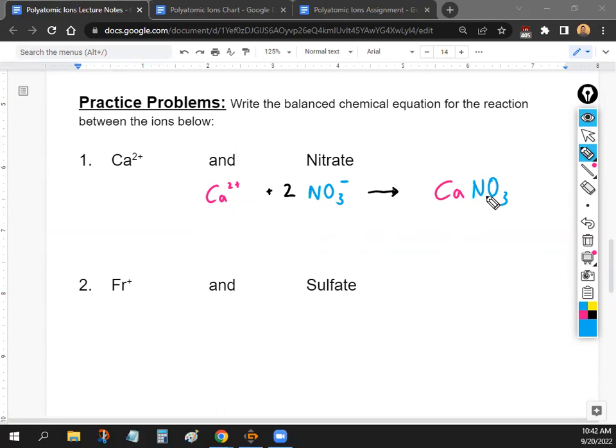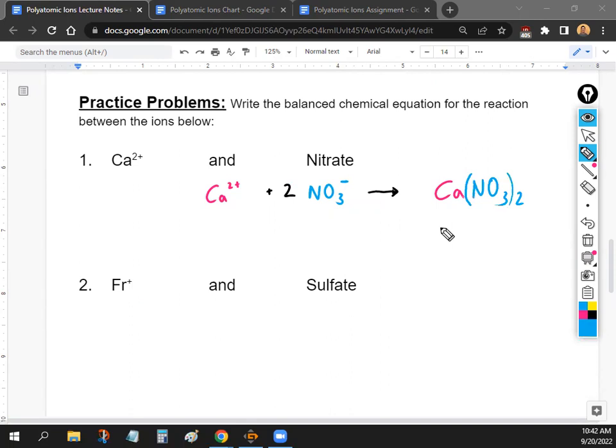2. So we can't just put a 2 right here because that means we have 32 oxygens, which obviously we don't, right? So we're going to have to put the parentheses around the NO3, okay? So when you use multiple polyatomics, just make sure you put it in parentheses and put however many you use behind it. That's why we did the parentheses problem earlier.